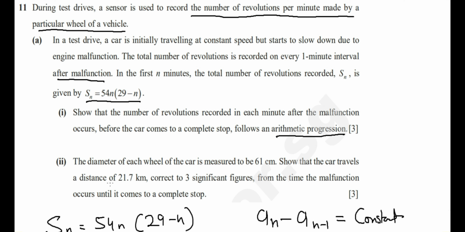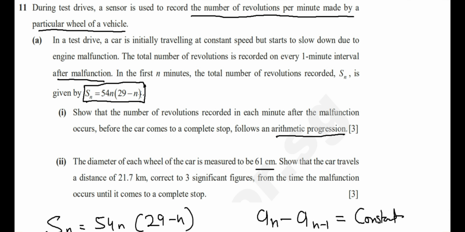Now the next part of the question says the diameter of each wheel of a car is measured as 61 centimeter. Show that the car travels a distance of 21.7 km, correct to 3 significant figures, from the time the malfunction occurs until it comes to a complete stop. So this is the Sn formula, and we need to check when the car comes to stop.